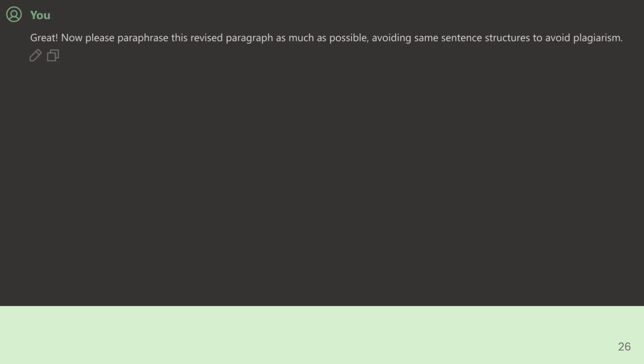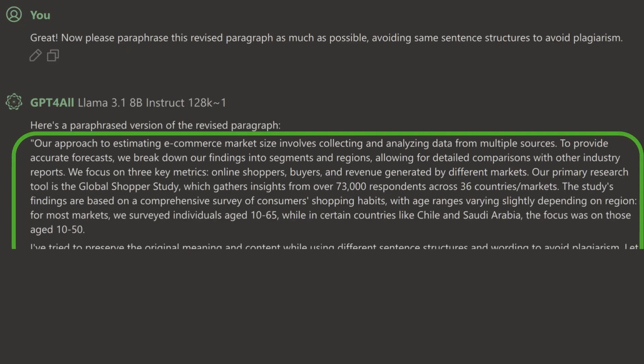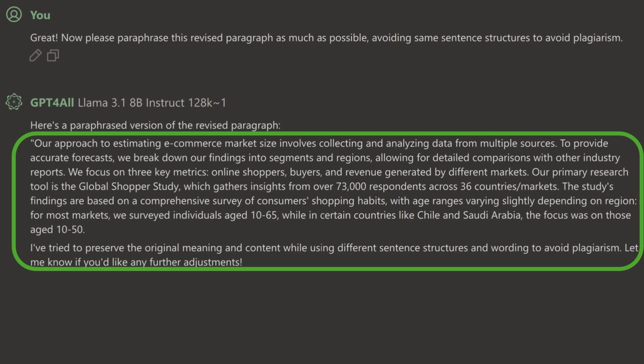Now please paraphrase this revised paragraph, because when I looked at it, it was still very similar to the original. Paraphrasing is a nightmare for most teachers, right? If you're teaching paraphrasing, now AI can do it for you, that's kind of scary. But I'm going to do that anyway, avoiding the same sentence structures to avoid plagiarism. Of course, we don't want students to plagiarize, so we want to create materials that are not plagiarizing. Here's a paraphrased version of the revised paragraph. Now it's completely different from the original and also from the first draft.